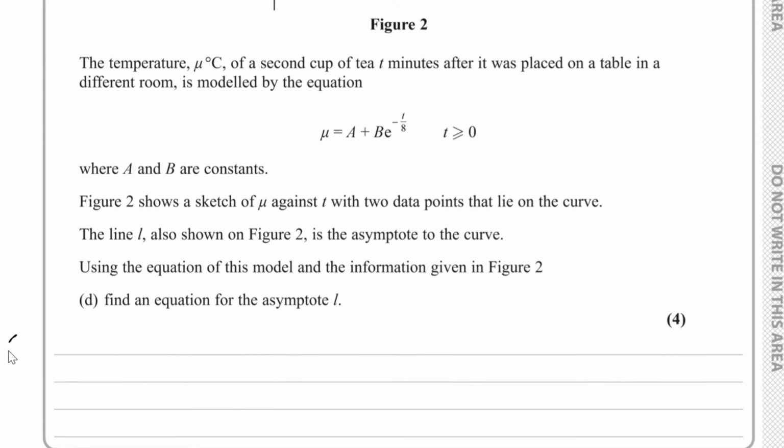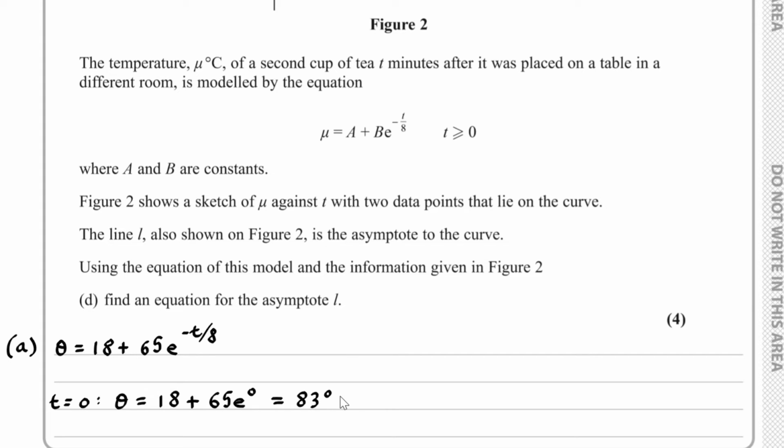So for part A of the question, we have given to us theta, which is equal to 18 plus 65 e to the minus t over 8, and when t is equal to 0, theta is equal to 18 plus 65 e to the 0, so we have 18 plus 65, which is 83. So we have 83 degrees C.